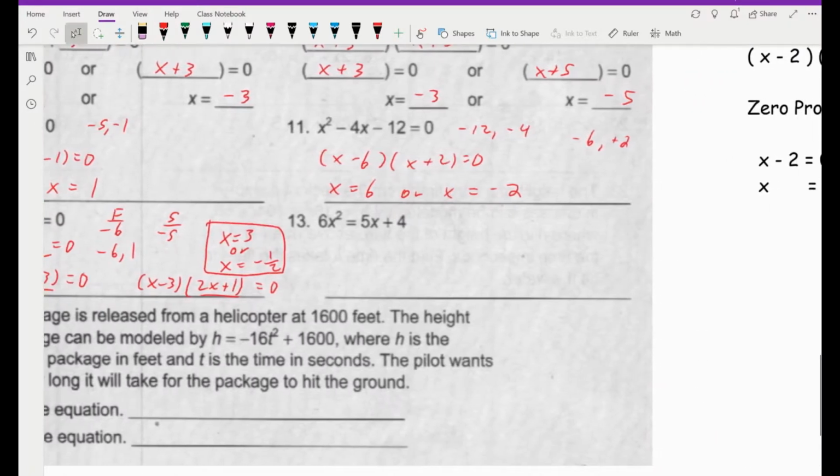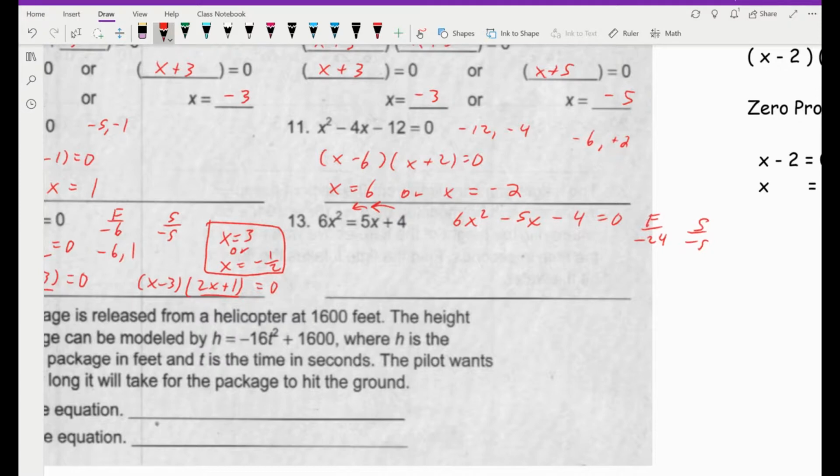Number 13, 6x squared equals 5x plus 4. There's a little problem here. It's not set equal to 0. When we factor, we need to have this set equal to 0 for factoring these trinomials. So we're going to move the 5x and the 4 to the other side. So we have 6x squared minus 5x minus 4 equal to 0. Now we have to find the factors of negative 24, and they must sum to negative 5.